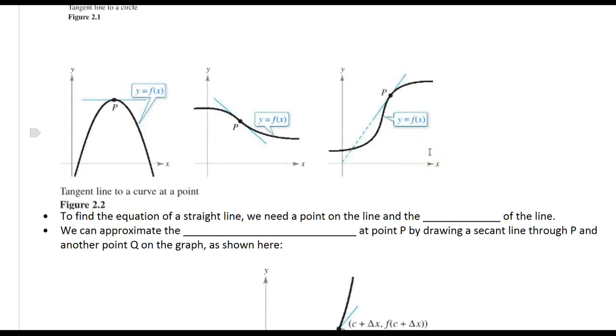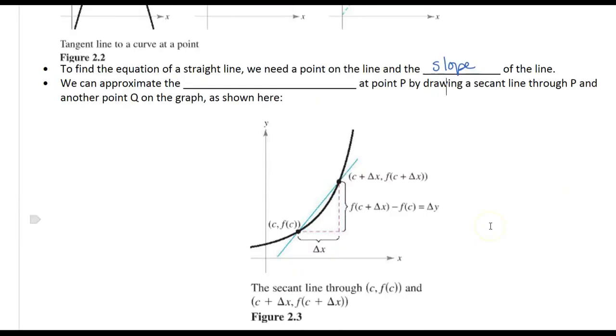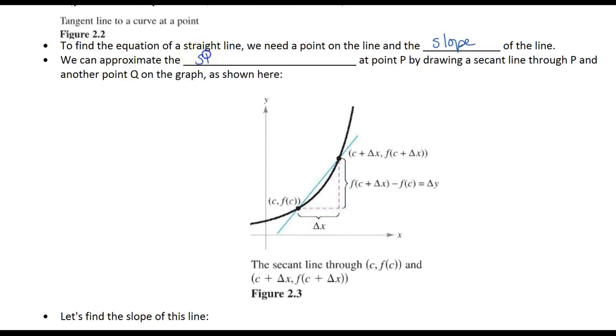Now, as we said before, to find the equation of a straight line, we need a point on the line and we need the slope of the line. The point's easy, we're given P. The slope is actually the interesting question. And we know that we can approximate the slope at point P by drawing a secant line through P and another point Q on the graph, as shown here.